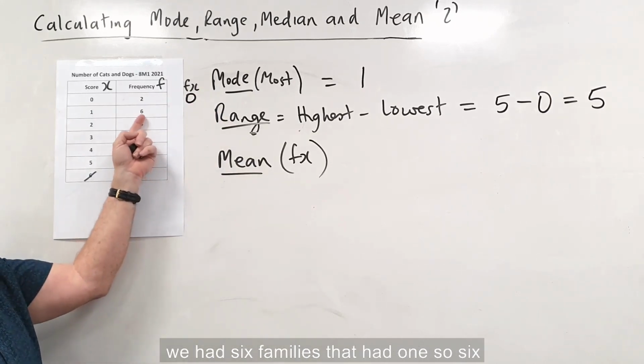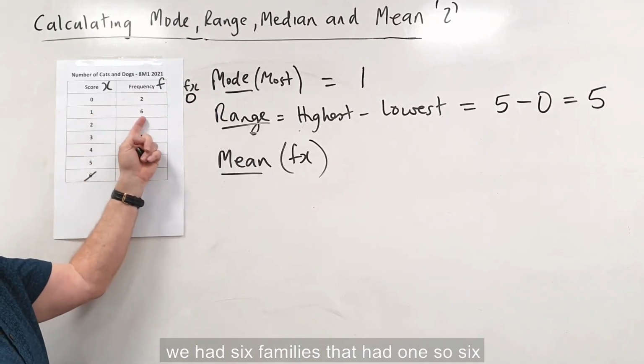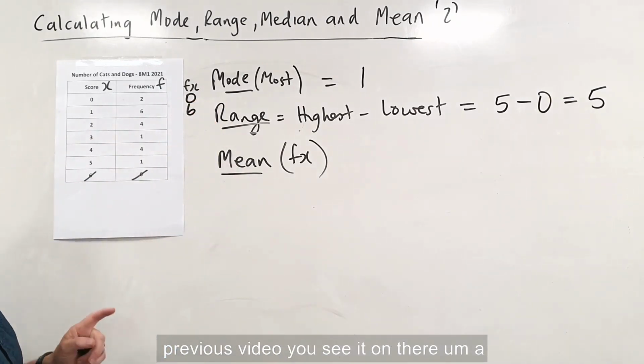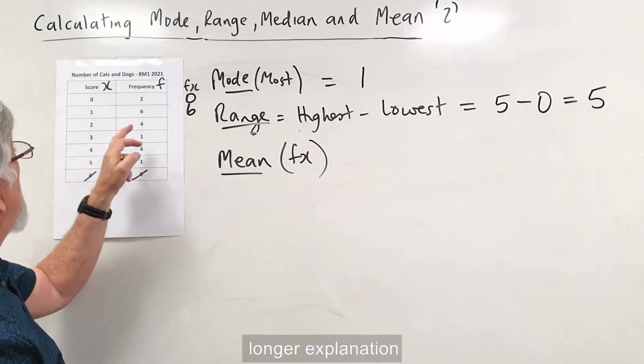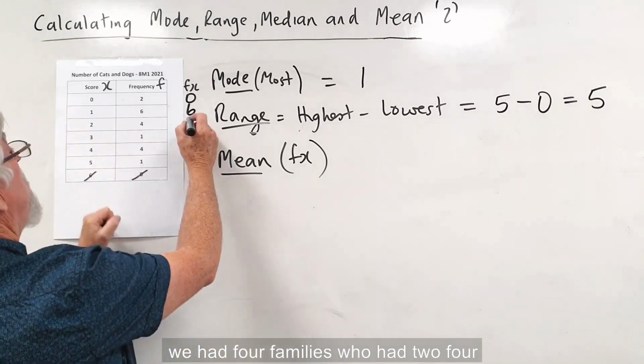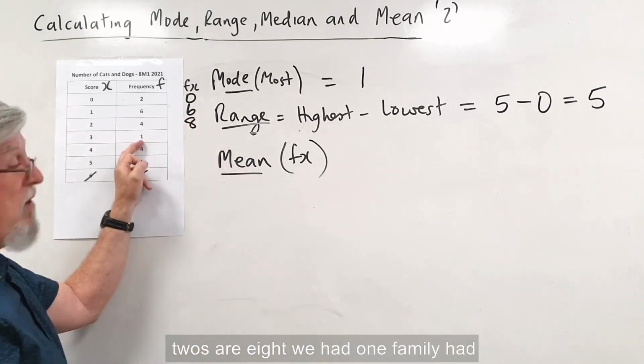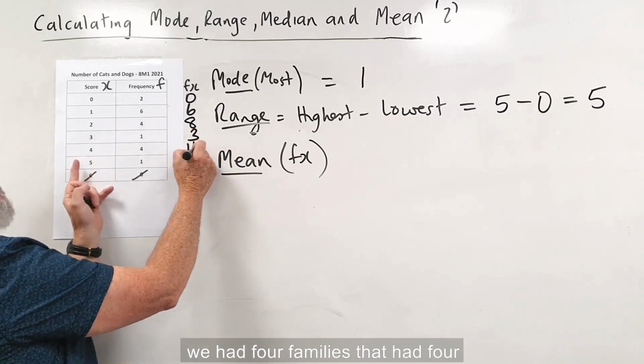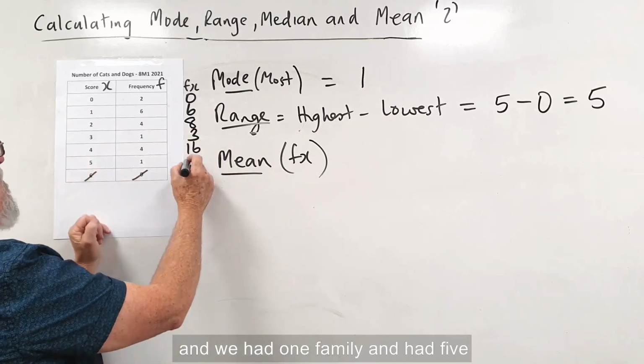We had 6 families that had 1. So 6 lots of 1 is 6. If you watch the previous video, you'll see it on there, a longer explanation. We had 4 families who had 2. 4 twos are 8. We had 1 family that had 3. We had 4 families that had 4. And we had 1 family that had 5.